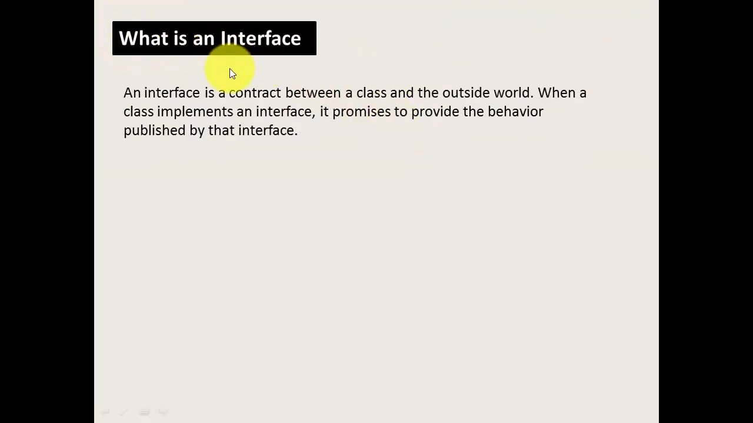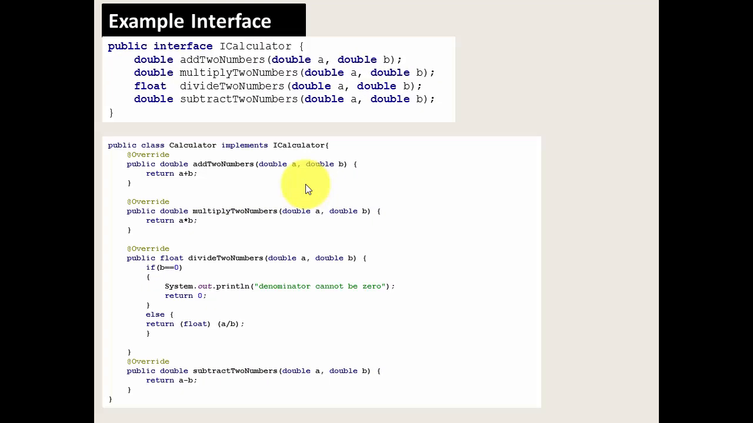What is an interface? An interface is a contract between a class and the outside world. When a class implements an interface, it promises to provide the behavior published by that interface. In other words, an interface means all the actions we need to apply to the object. Let's say we design a basic calculator. A basic calculator should have a few functions such as add two numbers, multiply two numbers, divide two numbers, subtract two numbers.